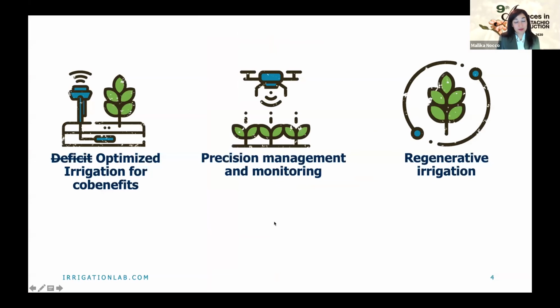So just a little bit about me and my lab, because I'm new and I haven't met many of you. I'm calling my lab the irrigation lab, or the conservation irrigation lab. Some of the work that I do, I look at how can we optimize irrigation for co-benefits, thinking about precision management and monitoring. I work with drones, and also thinking about regenerative irrigation, like how can we build healthy soils for more beneficial irrigation in the long run. And I just bring all of this up right now because this stuff is all really cool.